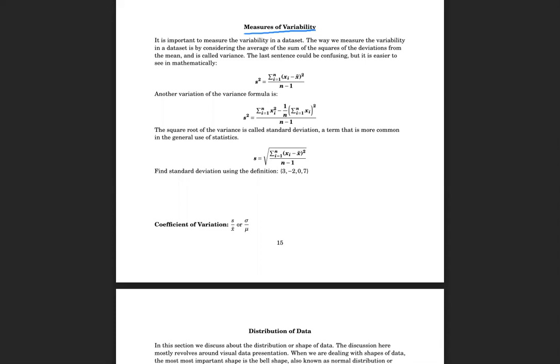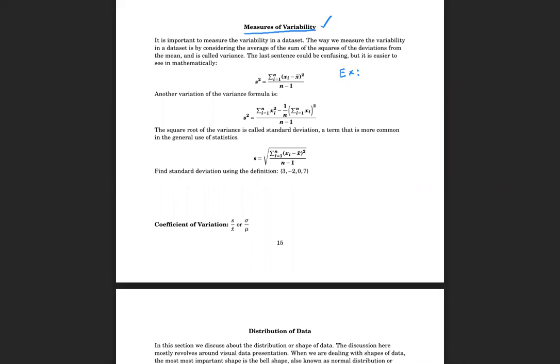Now, I love to give a very simple example to explain measures of variability, which, by the way, we'll talk about later on as standard deviation, okay? We are not going to use this expression as much. We are going to talk about standard deviation, and we'll talk about variance a little bit as well.